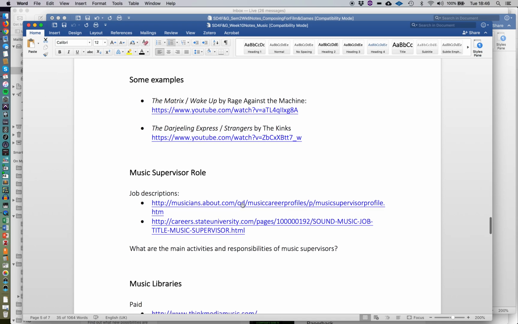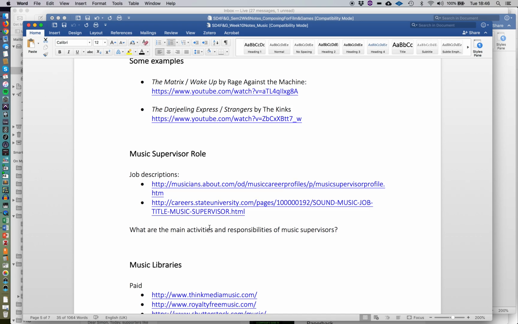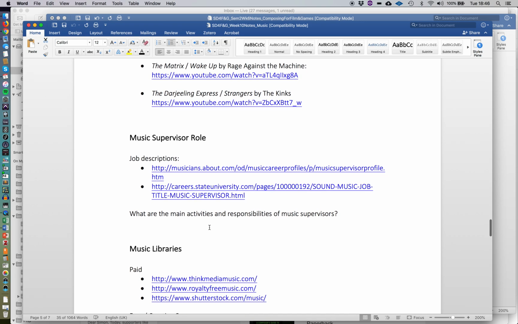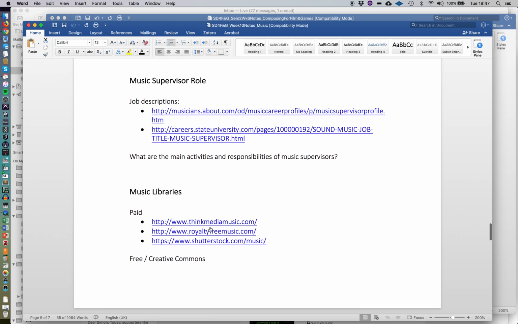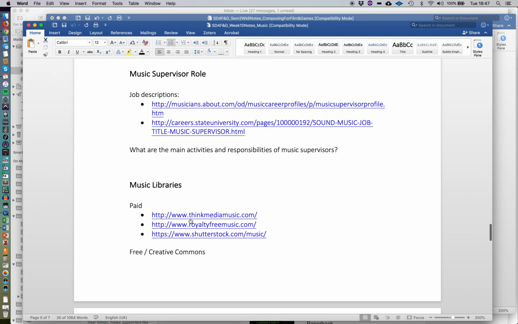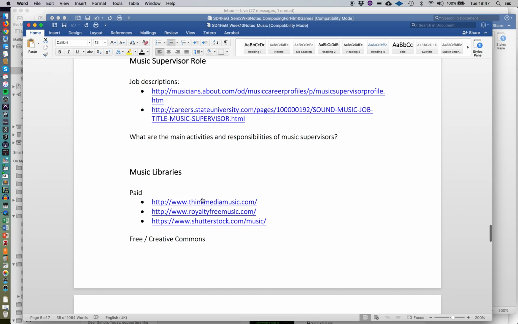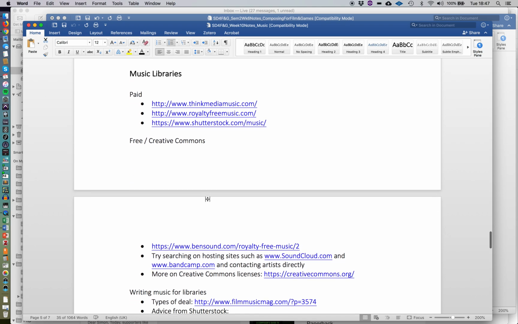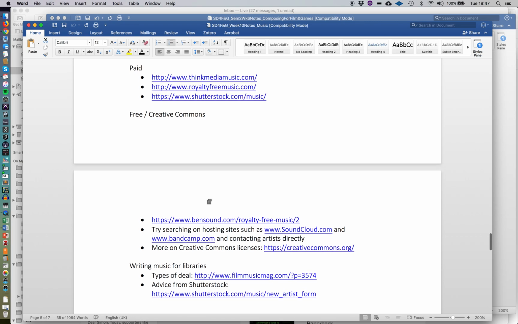There's some more information here about the music supervisor role. Might not be a kind of job that you'd ever thought about before, but there's some interesting things on these links that tell you about what's involved in those roles. And then at the other end is looking at actually writing for music libraries. So you can actually make a decent living once you get the knack of this, writing for libraries. And here's some examples of libraries that you can submit music to.